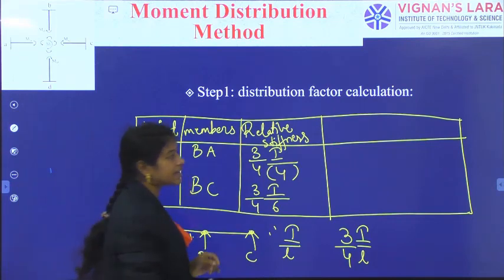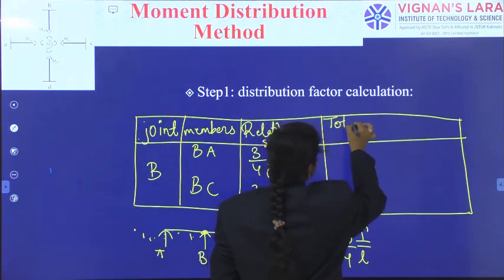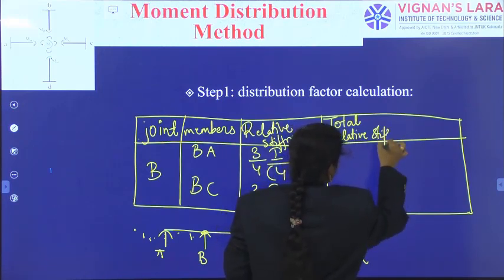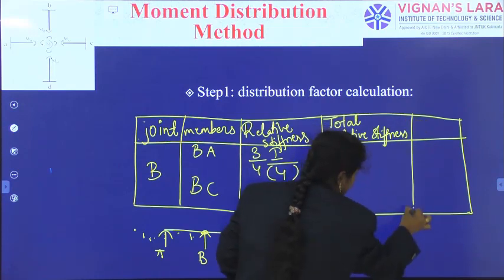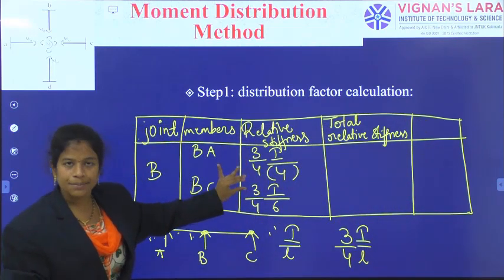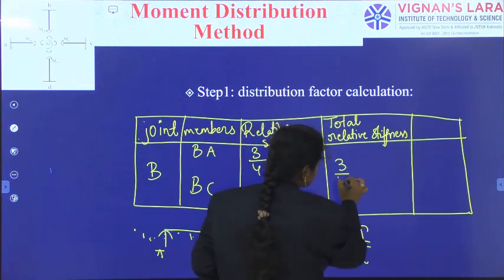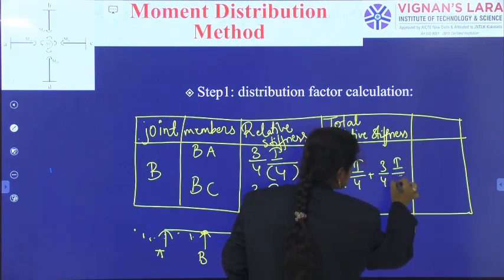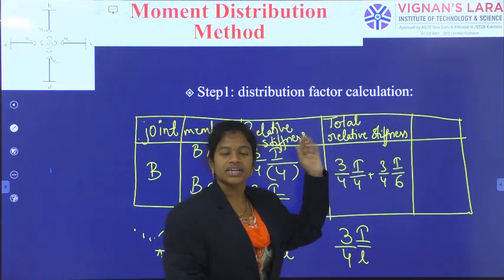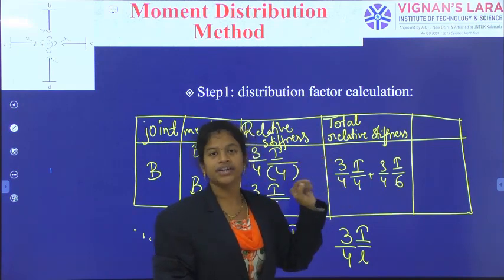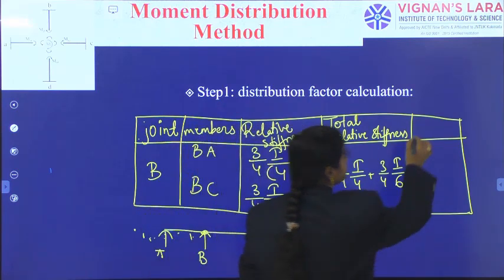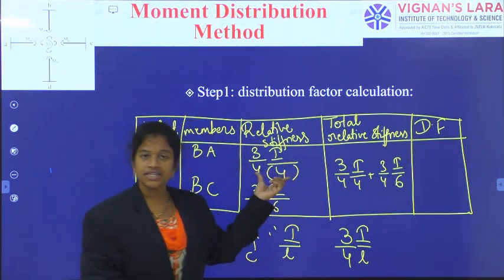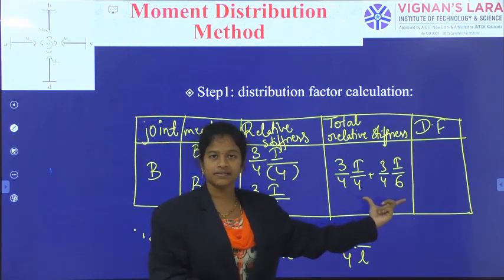And then the total relative stiffness calculation. Simply summing up these two is 3/4 I by 4 plus 3/4 I by 6. So, the summation of these two is the total relative stiffness at the joint. Now, the distribution factor is DF. The distribution factor is equal to the relative stiffness of the member divided by the total relative stiffness.